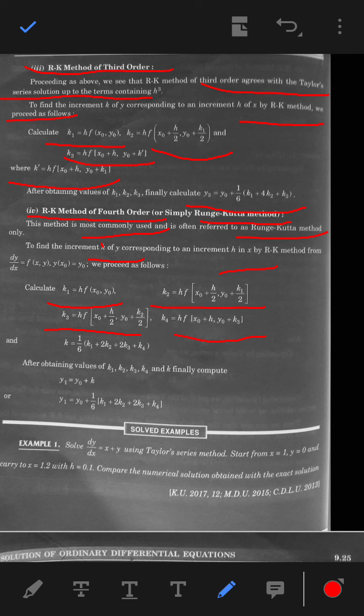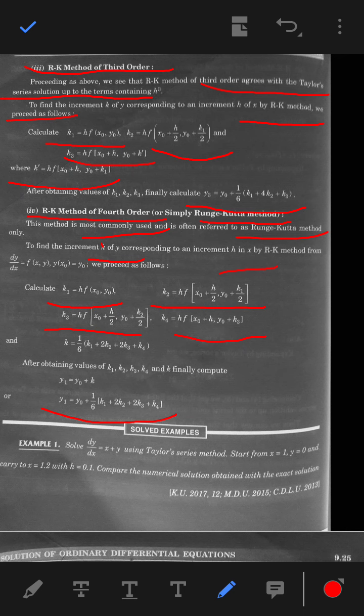So the Runge-Kutta method of fourth order will become y1 is equal to y naught plus 1 by 6 into (k1 plus 2 k2 plus 2 k3 plus k4), and this is the formula for solving the problems by using Runge-Kutta method of fourth order, or you can simply say by Runge-Kutta method. So these are the expressions or derivation of formula of Taylor series method and Runge-Kutta method of first order, second order, third order and fourth order. Now we will solve the problems based on these formulas.